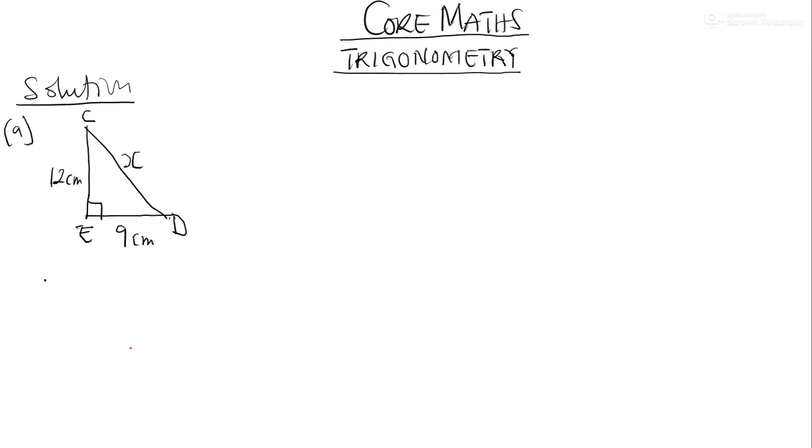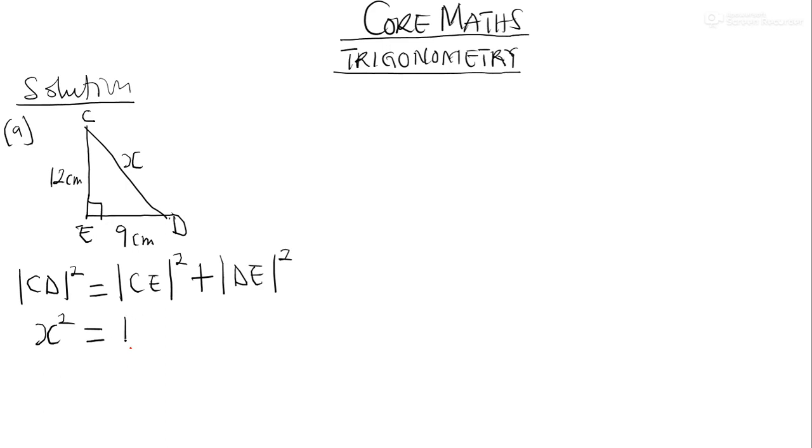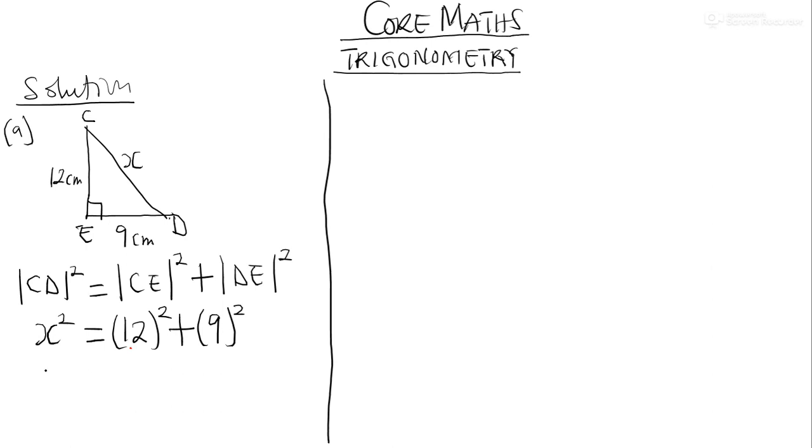So from Pythagoras Theorem, CD squared is equal to CE squared plus DE squared. We want it to be in alphabetical order. So substituting, we have x squared is equal to CE is 12, so 12 squared, plus D is 9, so 9 squared. Okay, so this is what we have. So now our x squared will be equal to, so what is 12 squared?